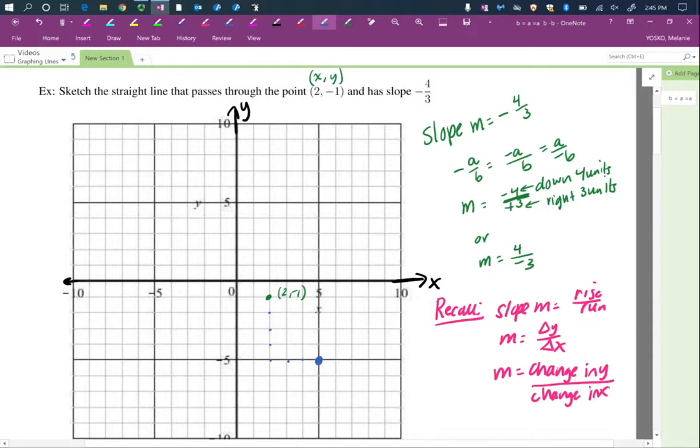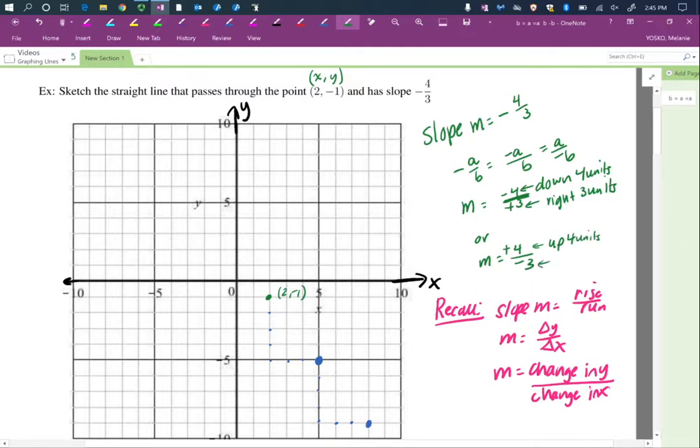We can do it again. We can go down 4, 1, 2, 3, 4, and we can go right 1, 2, 3. There's another point also on the graph. Let's look at this one. So if we look at m equals +4 divided by -3, this +4, remember, still deals with rise, or change in y. So the y is +4, which means instead of going down, we're going to go up. So this says we're going to go up 4 units.